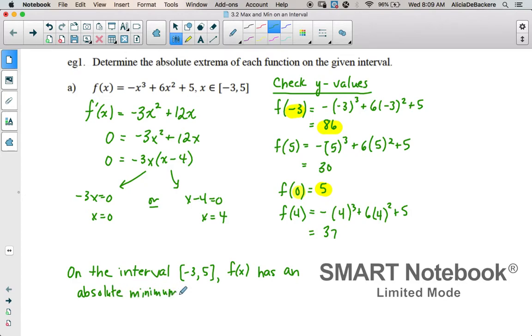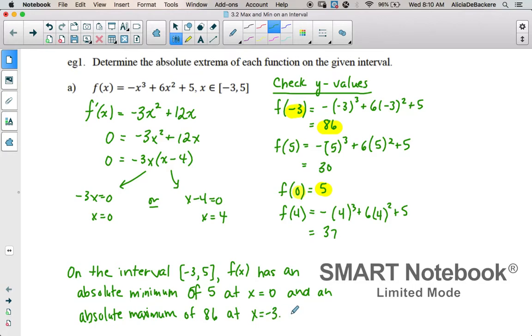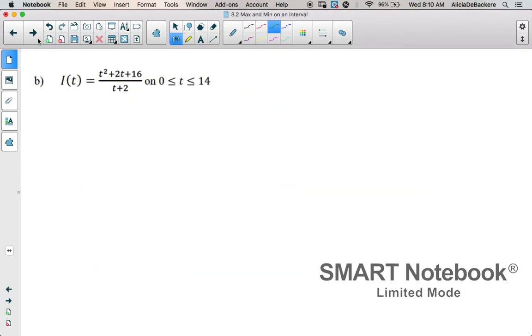and I'm going to state both. I'm going to state the minimum value, so of 5, at, and I'm going to say where did that happen. It happens at x equals 0. All right, so that's example 1. We're going to check out another version of the same question.